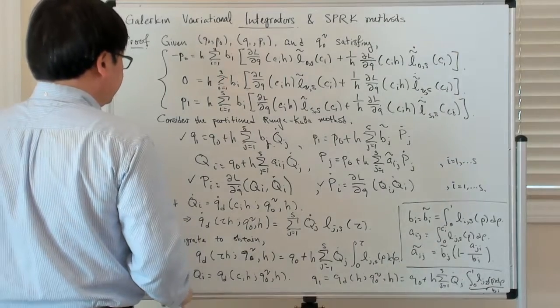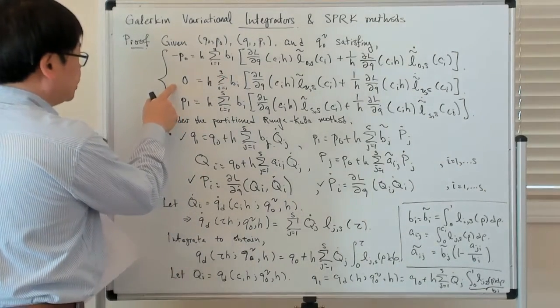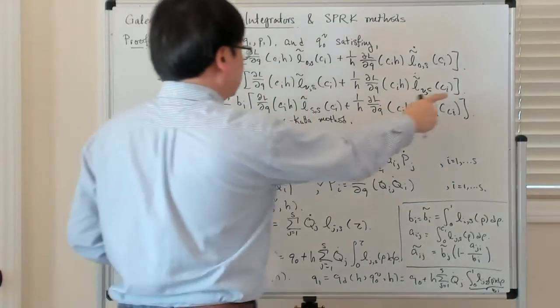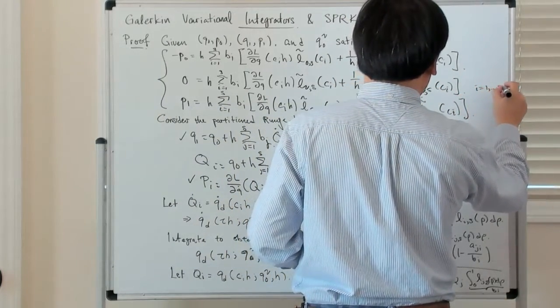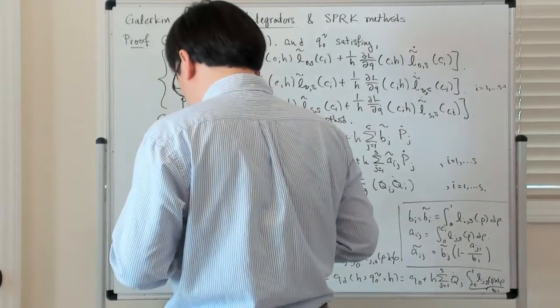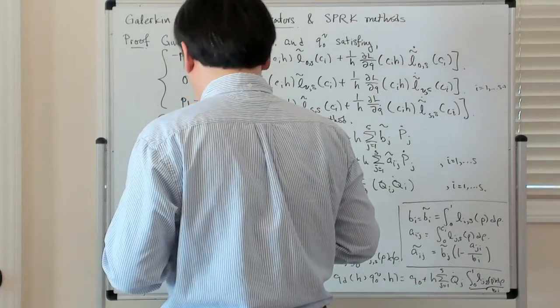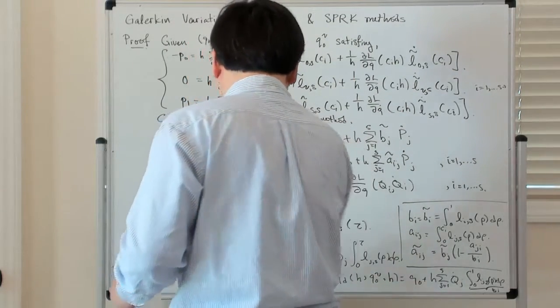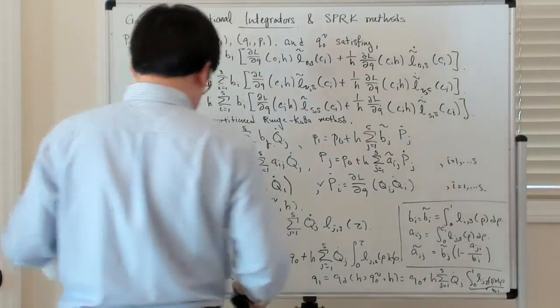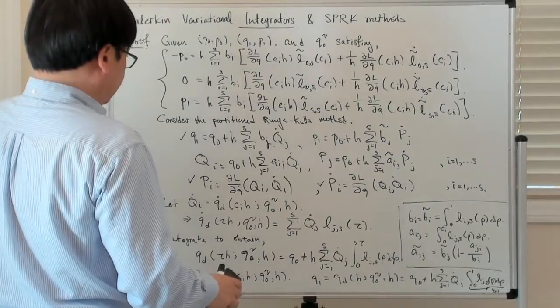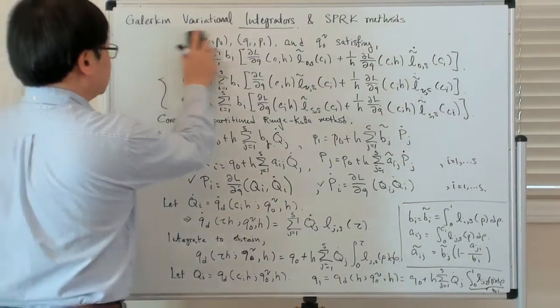So what we're going to take advantage of is this condition here, the one in the middle, which holds for i equals 1 to s minus 1. Actually, we have not made use of any of the relations here so far. So let's see what happens.